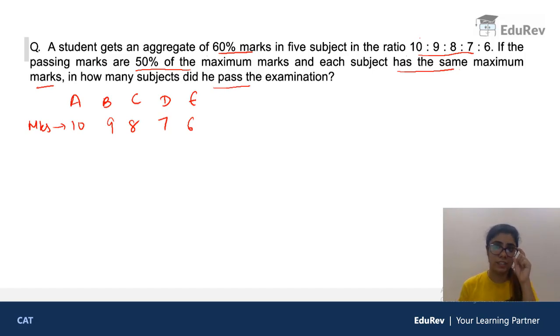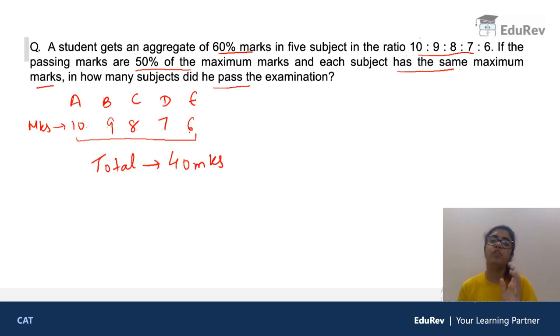Now try to understand. This is the ratio of marks scored. Let me assume this is the marks he has scored, meaning in A he has scored 10, in B he scored 9, in C 8, in D 7, in E 6. We are assuming that this is the total marks he scored. If I ask you what is the total marks he has scored, so that will be 10 plus 9 plus 8 plus 7 plus 6. So this will become 40 marks. So he has scored a total of 40 marks.